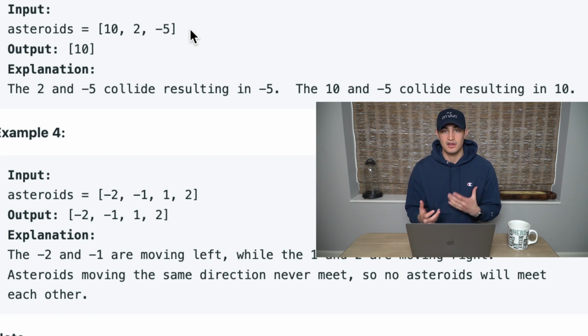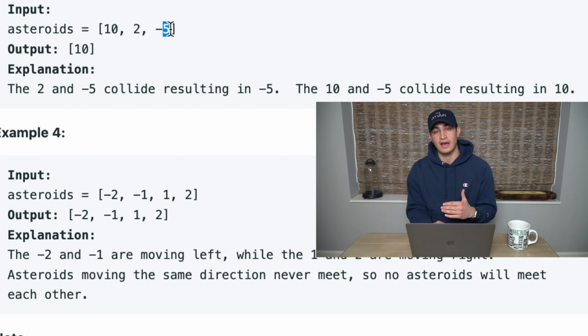And so if we think about this for a minute, we want to know everything in the reverse order. So first, 10 is the first thing we see, followed by a 2. And so we want to know those things, but basically in reverse order. So we want to first know that -5 is going to collide with a 2, and then collide with a 10. And so a really good data structure to help us do that is a stack. So what we could basically do is throw everything that's positive or moving to the right into our stack, and then every single time we encounter a negative number, we could simulate those collisions.